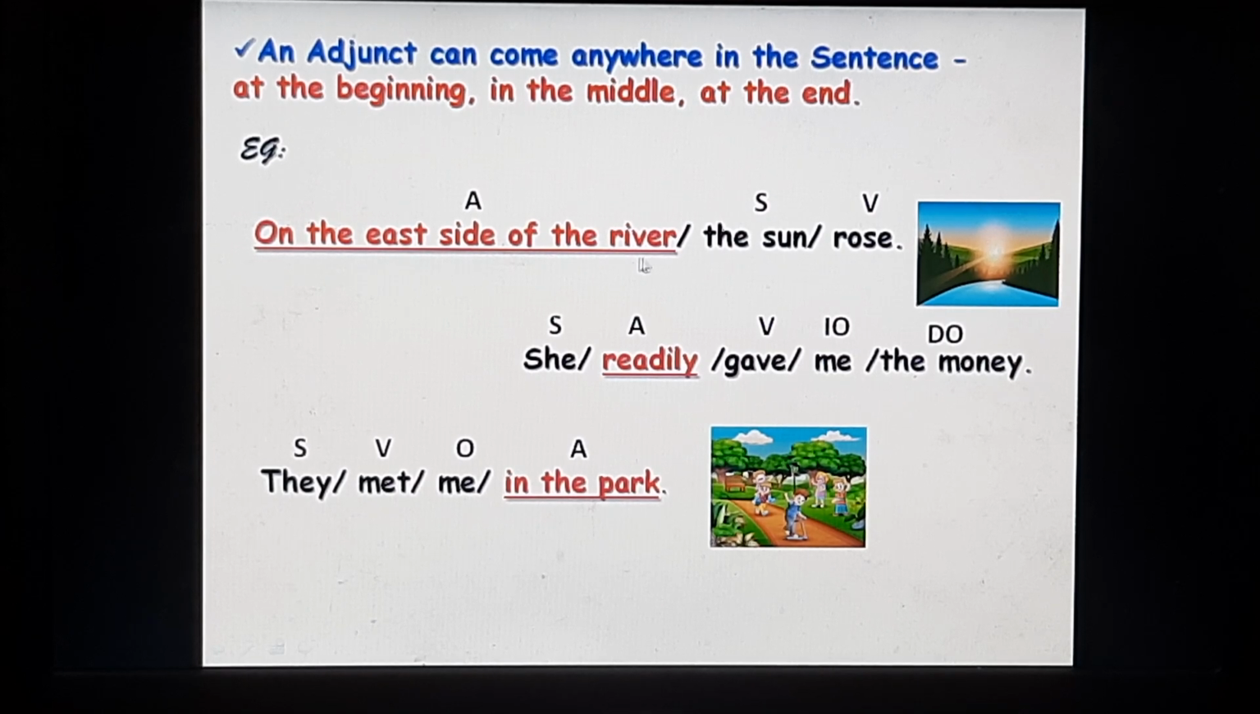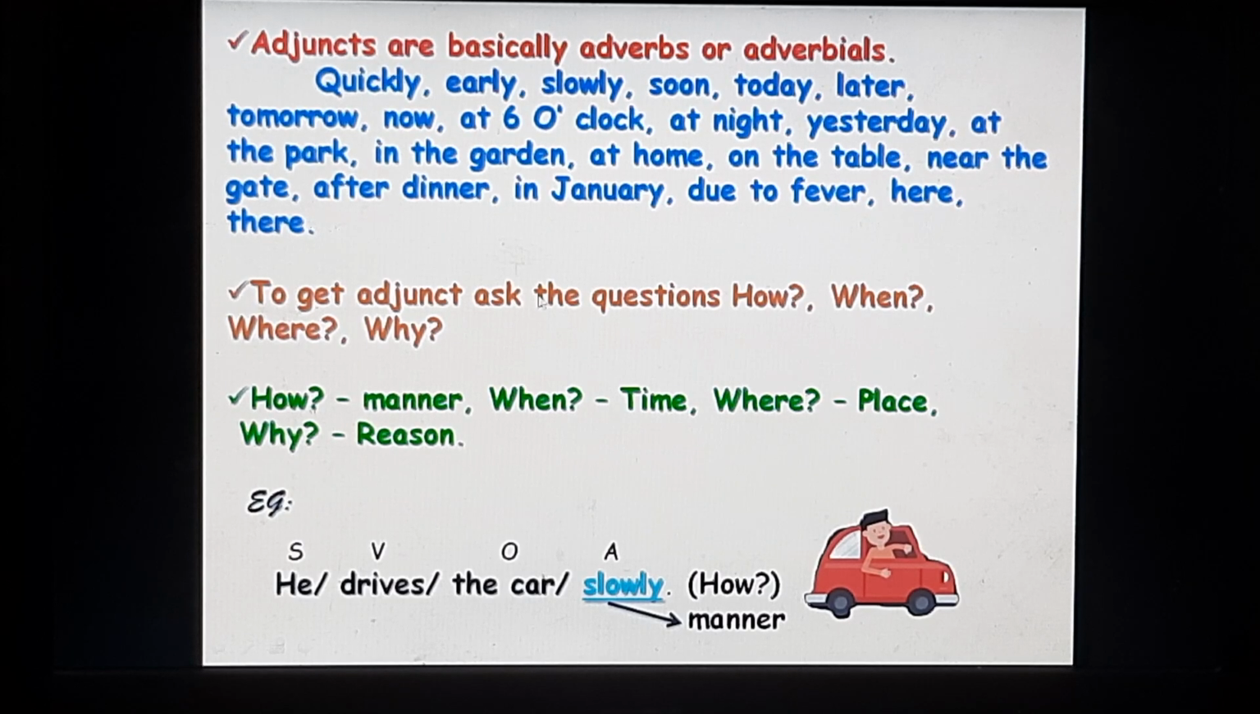On the east side of the river, the sun rose. On the east side of the river is your adjunct at the beginning of the sentence. She readily gave me the money. Readily is your adjunct in the middle of the sentence. She met me in the park. In the park is the adjunct at the end of the sentence.